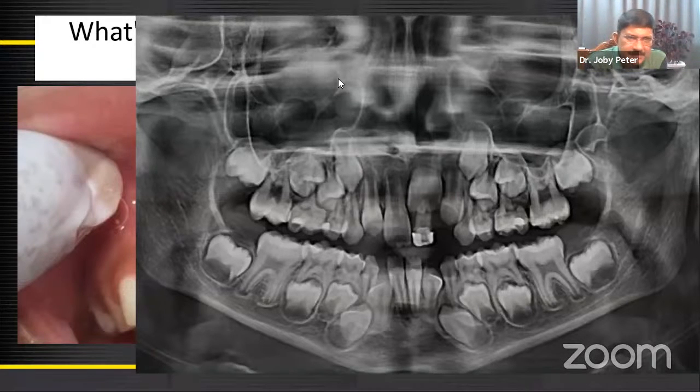Tooth size discrepancy, fine. Dr. Pramod says tooth size, okay. Jennifer G, root formation, fine. Anybody else? Anything else?